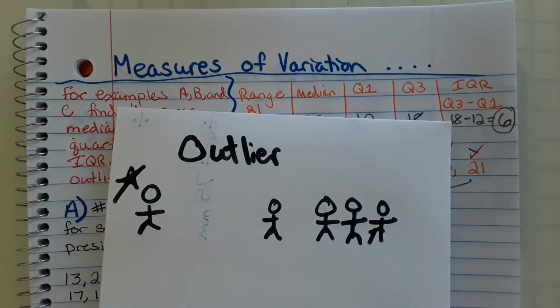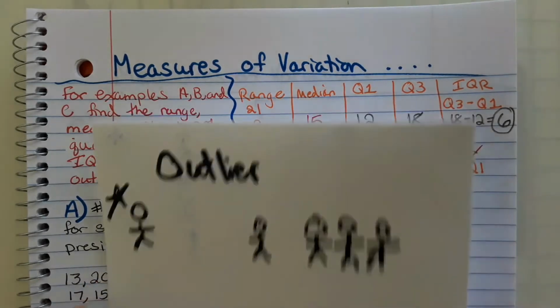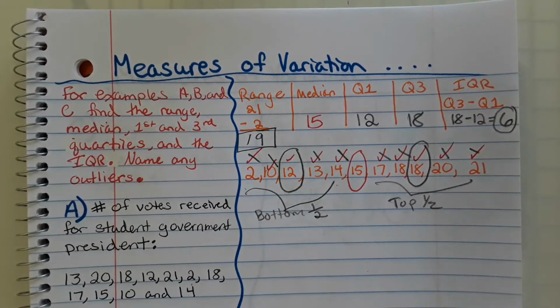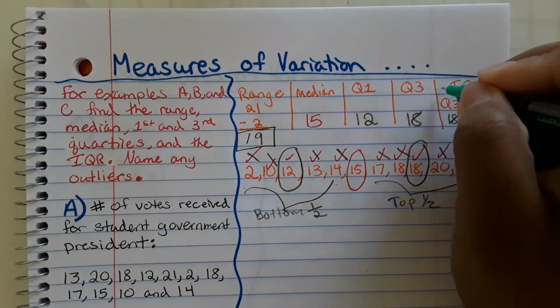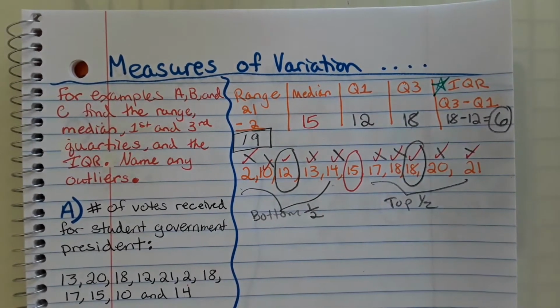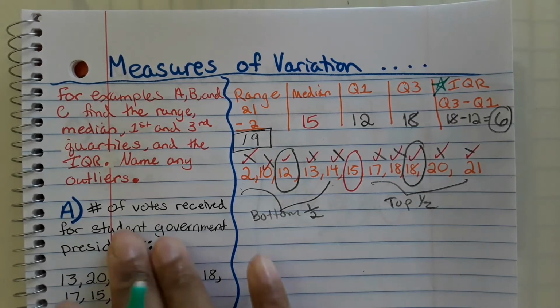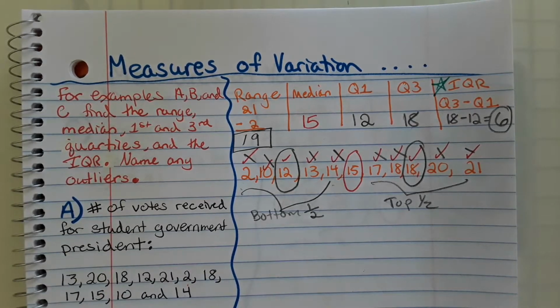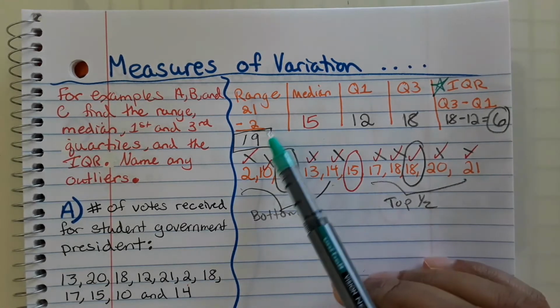It's about finding the outlier in a set of data. It's that number that's way far away from all the other numbers. We're going to build off of what we've done before, and to be able to find our outlier, we need the IQR, which we've already found. So good for us. Looking at example A again, it was the number of votes received for student government president. We found the range by subtracting.